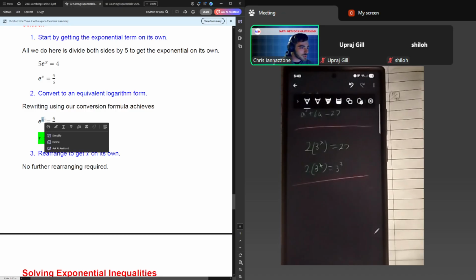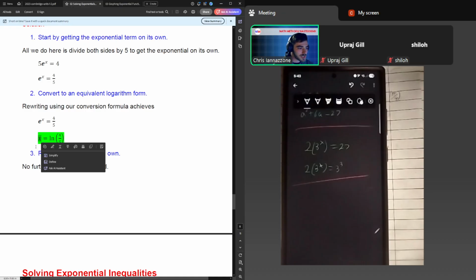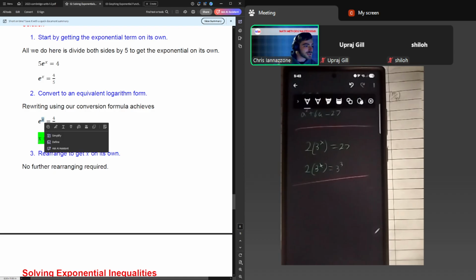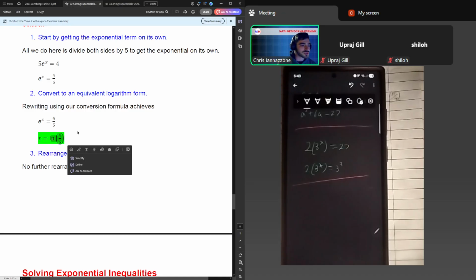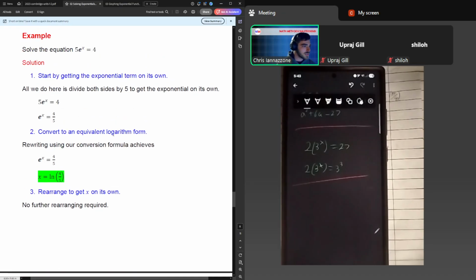If there's anything more complicated than just x inside that power, then you'll have to do a bit more rearranging here. That's what step 3 is all about, but this one's a fairly chill one. Like for instance, if this was 2x, then you'd have a 2x here. You would just divide both sides by 2 to get the x on its own. Any questions on that one?